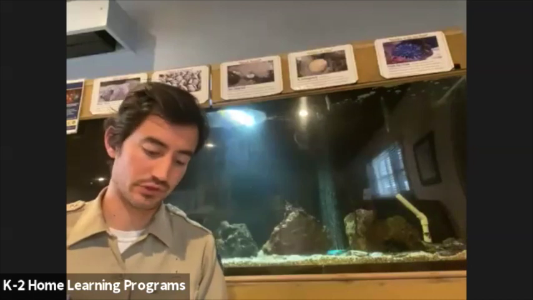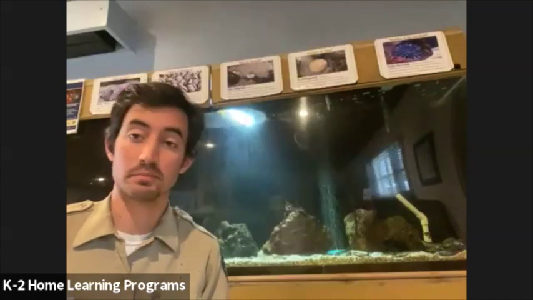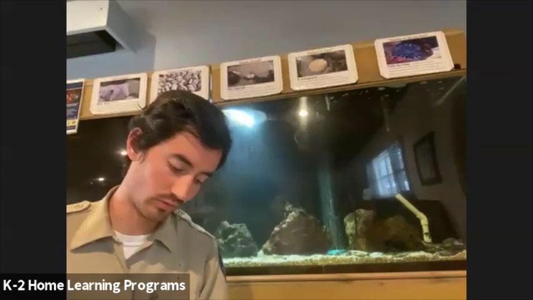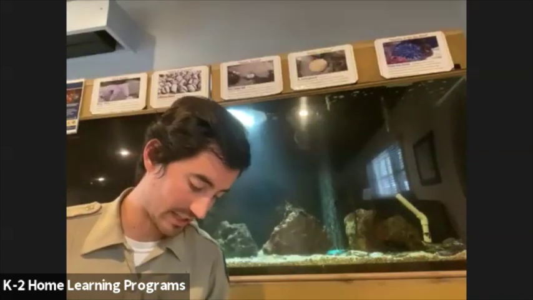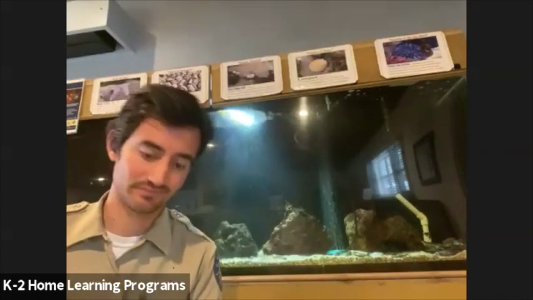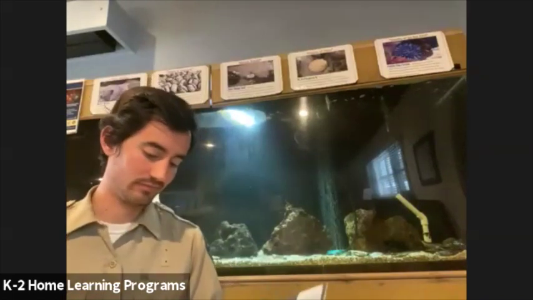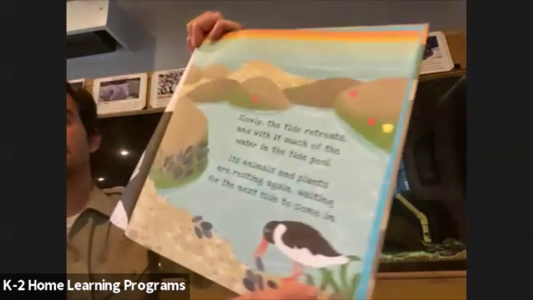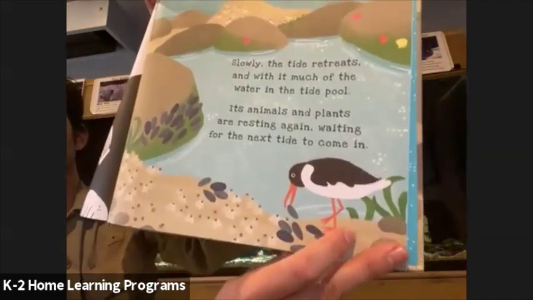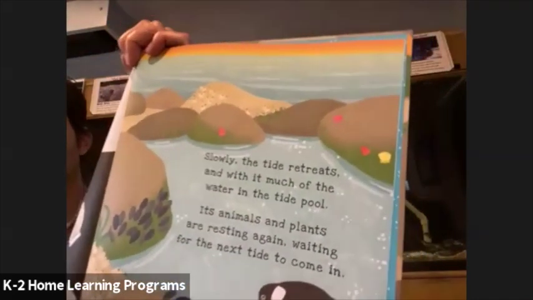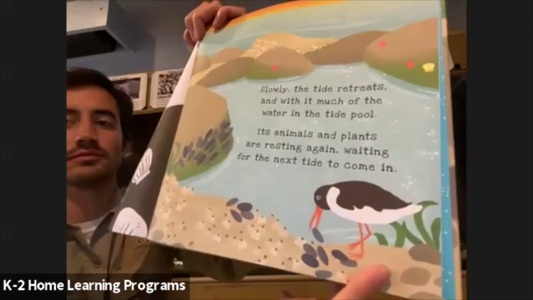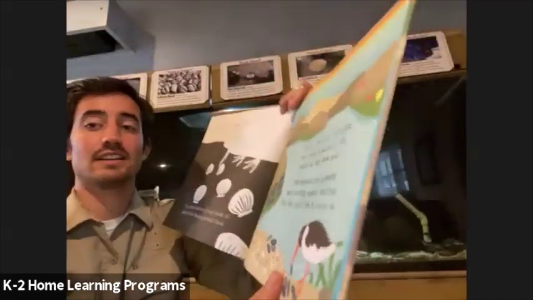Slowly, the tide retreats, and with it, much of the water in the tide pool. Its animals and plants are resting again, waiting for the next tide to come in. There's our tide pool. There's all the creatures that live in the tide pool. And the end of our story has arrived.